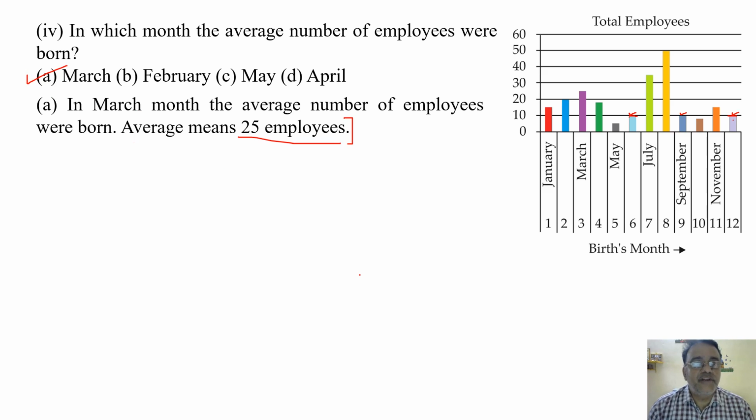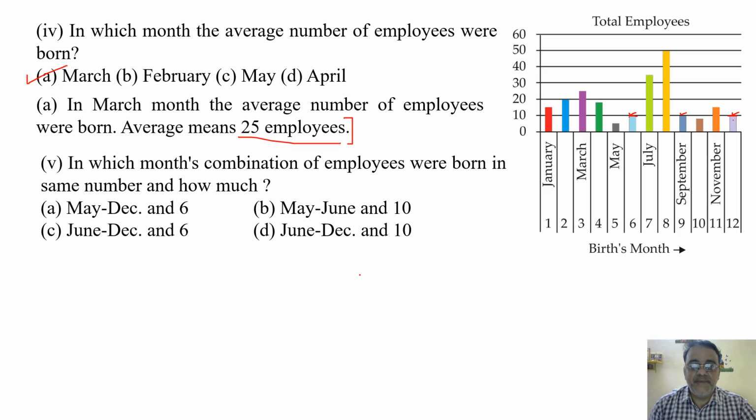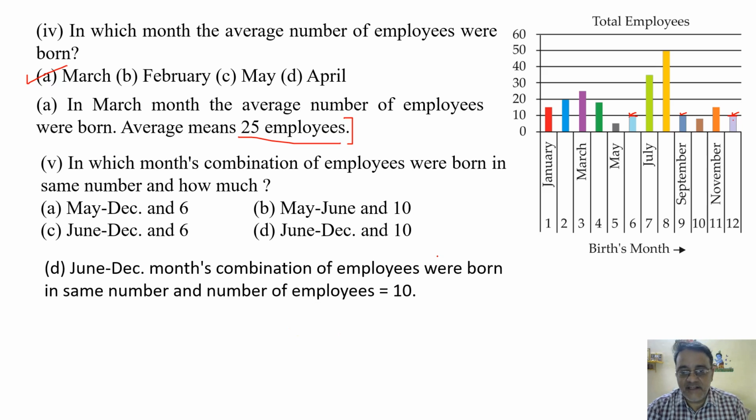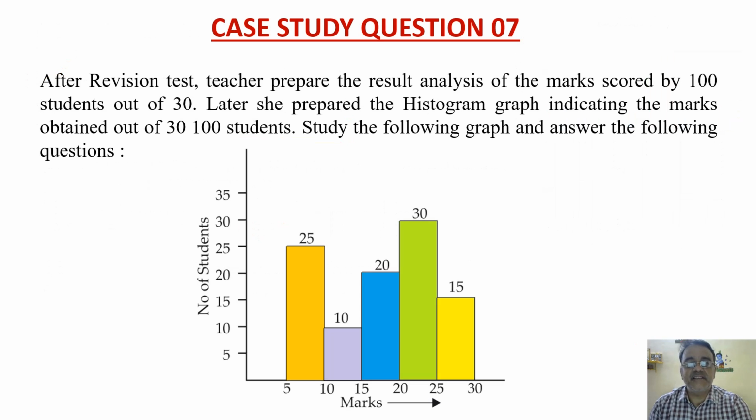Okay, now we are moving toward question number 5. In which months combination of employees were born in the same number and how much? The correct answer is June, right? June और December का दोनों 10 है, and the correct option is option D. Now we are moving toward the next case study question.